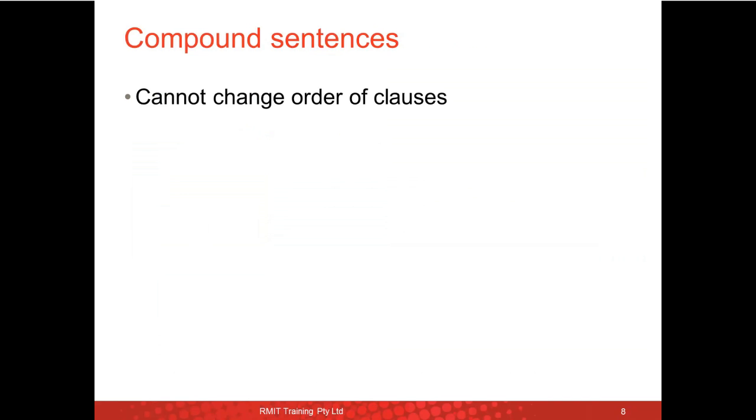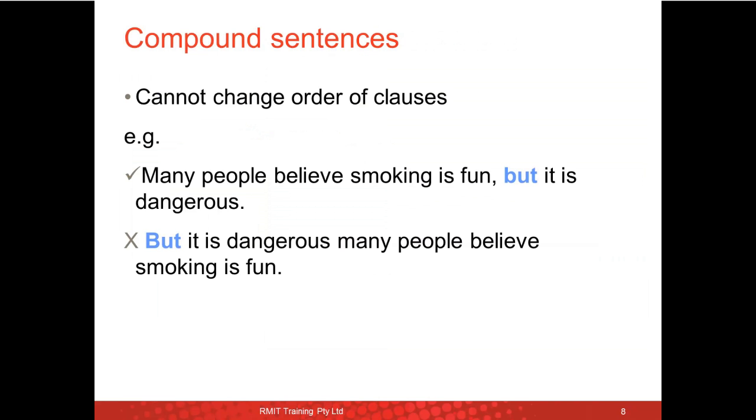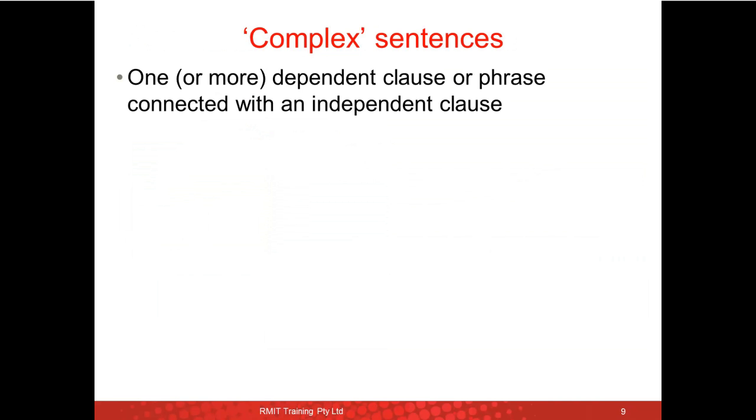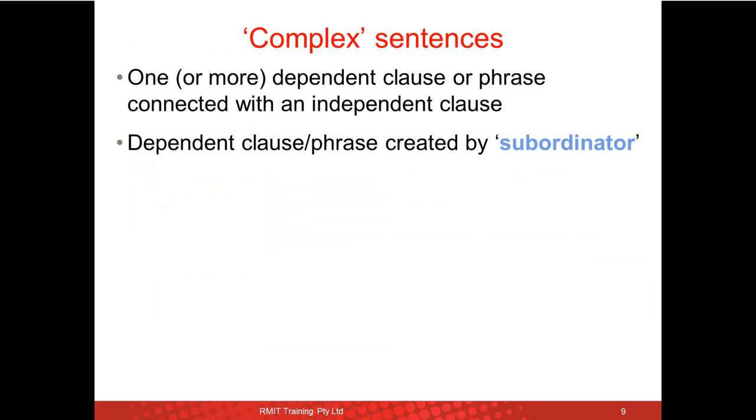But compound sentences can't change around in terms of order. For example, but it is dangerous, many people believe smoking is fun, makes no sense at all. If I want to do this, then I need a complex sentence. This is one or more dependent clauses or phrases connected with an independent clause. What's a dependent clause, I hear you say? It's when we use a linking word, often called a subordinator. Let's look at how that works.